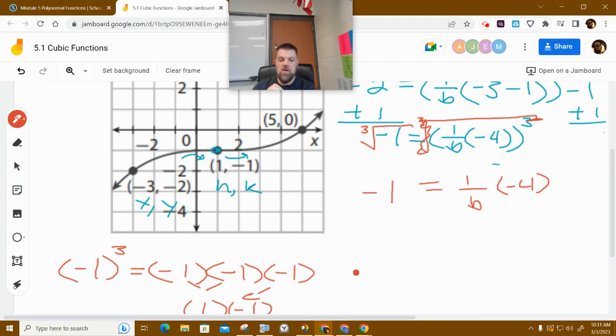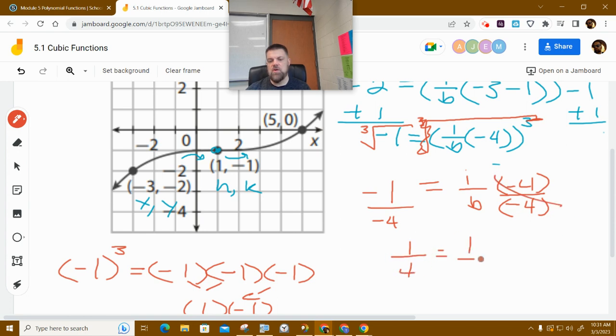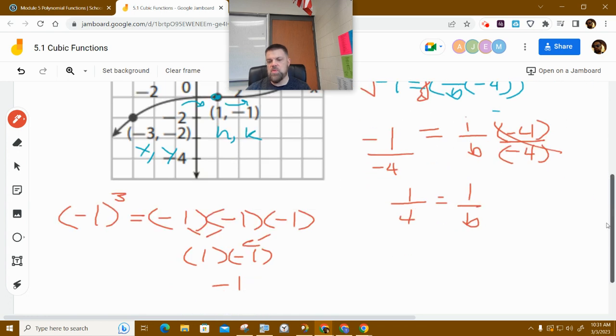Okay. So now to do the math, this is an interesting phenomenon. I have b in the denominator. So first is first. I'm going to divide both sides by -4. Okay. These cancel, and I get 1 over 4 is equal to 1 over b. Now, this is called a proportion.